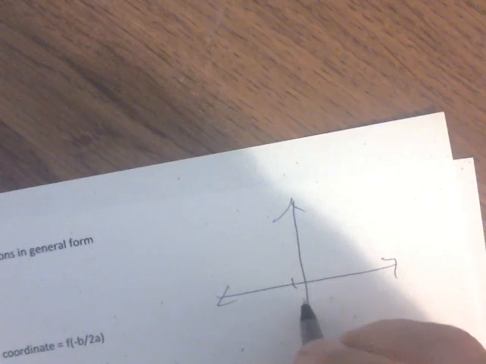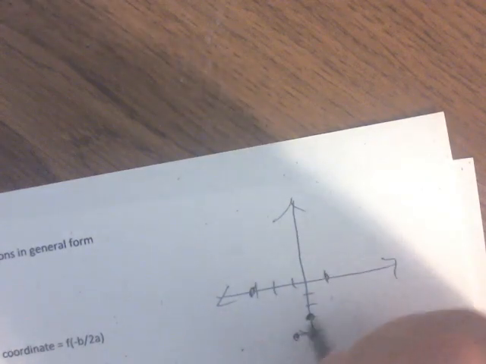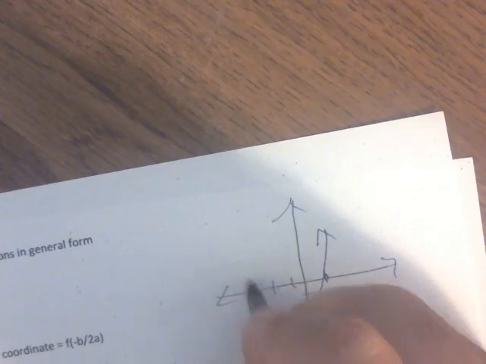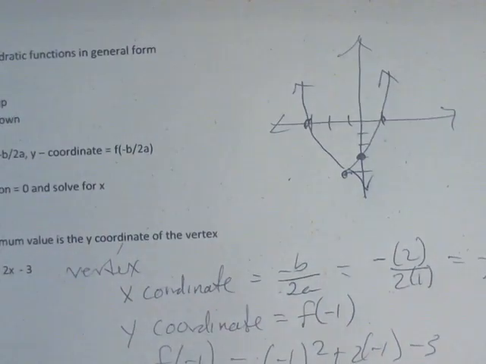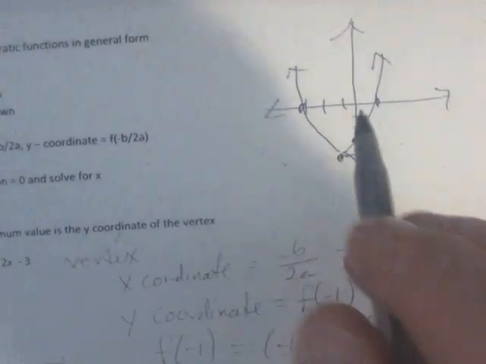I did it in pen. Negative 1, negative 4 is here. 0, negative 3 is here. Negative 3, 0, and 1, 0. Sorry about that. It happens. Okay. So that's the graph of the quadratic equation.